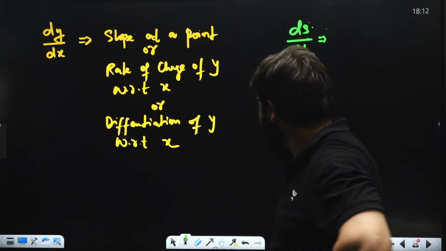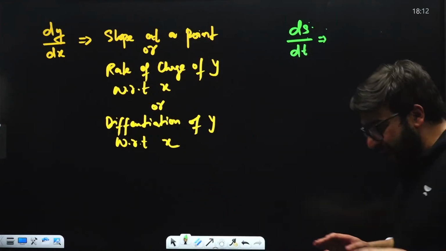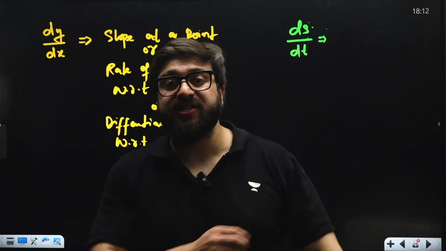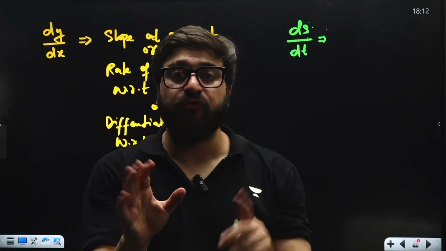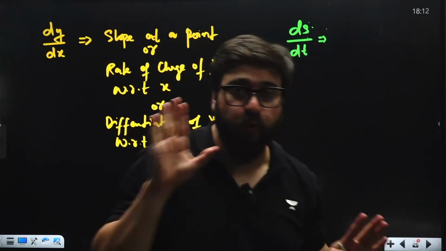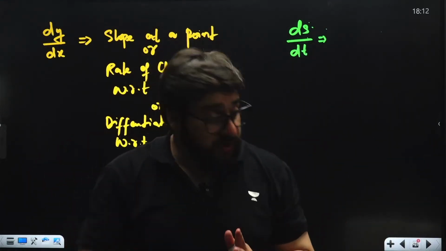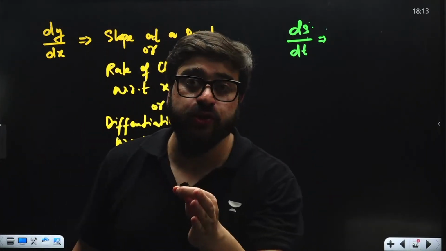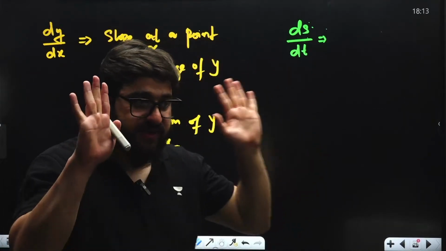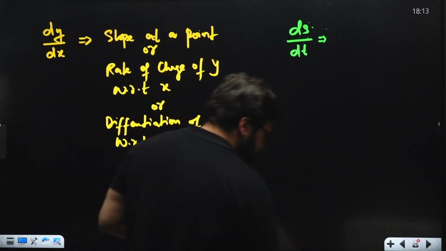Cool. I hope I made you clear what is differentiation. From the graphical point of view, differentiation is to find the slope at a point first. And in real life cases, differentiation is to find the rate of change. That's it. Next.